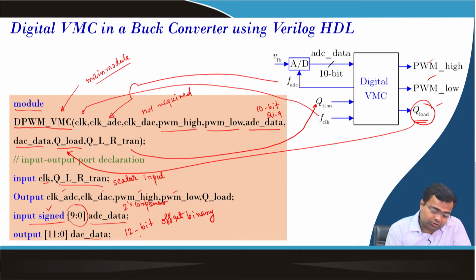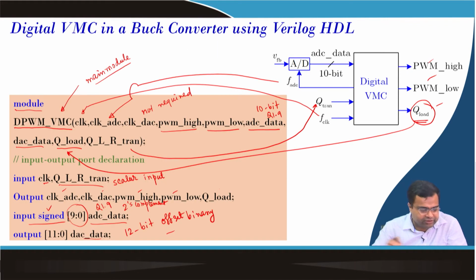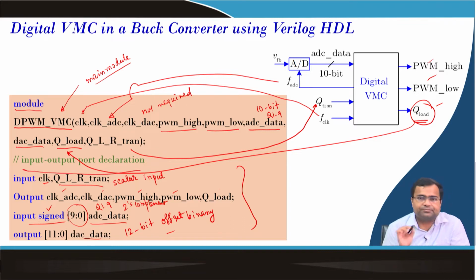Okay, and this also has a plus minus 1 volt range, but in offset binary, and this is also Q1.9 format. Next, this is a continuation, the code is continuing. So, we have declared all the ports, that means this part is called port declaration.